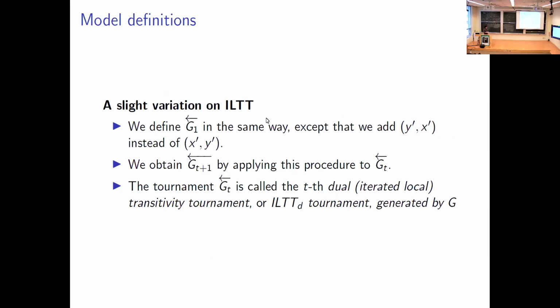We'll also consider a slight variation on this model. We can define G_1 with an over-left arrow from G by essentially applying the same process, except that among the clones, when X to Y is an arc of G, we don't add X' to Y'. Instead, we add Y' to X'. So among the clones, you have the dual of the base tournament G. And of course, G_t with an over-left arrow, we'll call that the dual transitivity tournament, the t-th dual transitivity tournament generated by G.